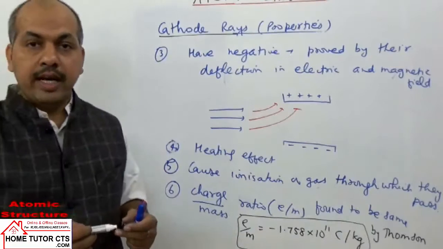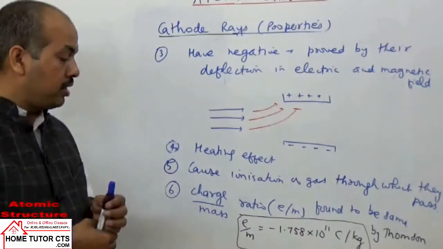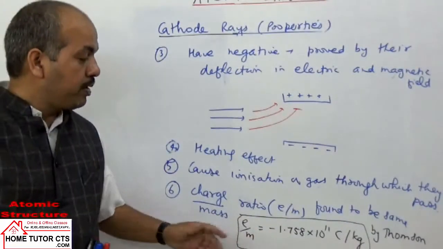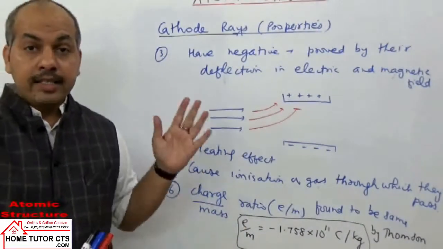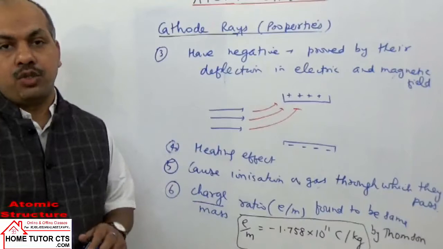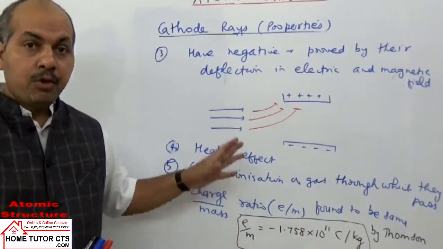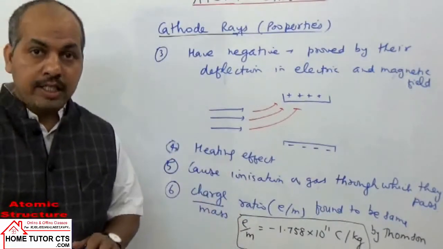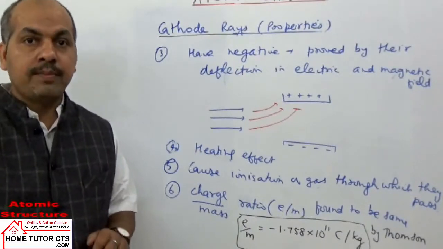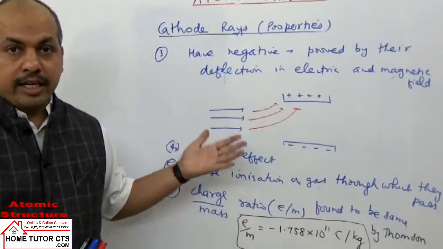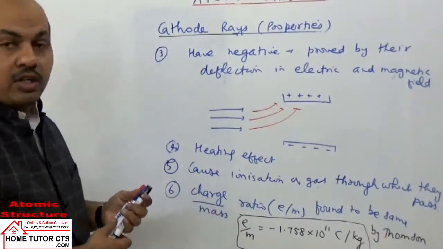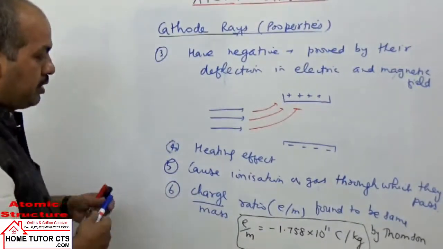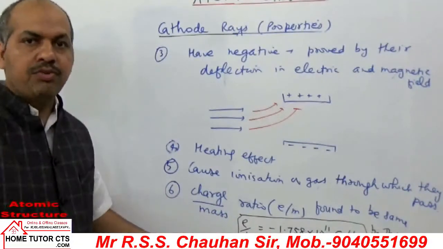On application of electric and magnetic field, the strength gave the charge to mass ratio for the cathode rays. It was found to be the same irrespective of the gas taken in the discharge tube. This is very important, because this property, the same charge to mass ratio for the cathode rays irrespective of the gas taken in the discharge tube, proved that actually the cathode rays are made of a beam of electrons.